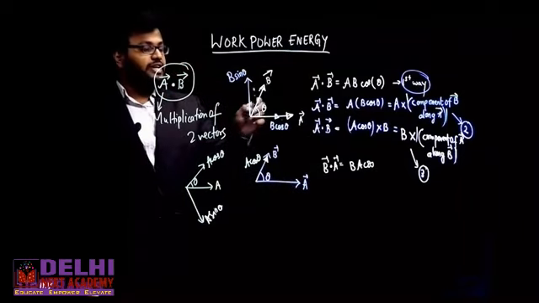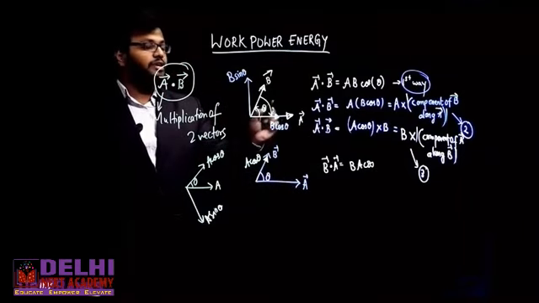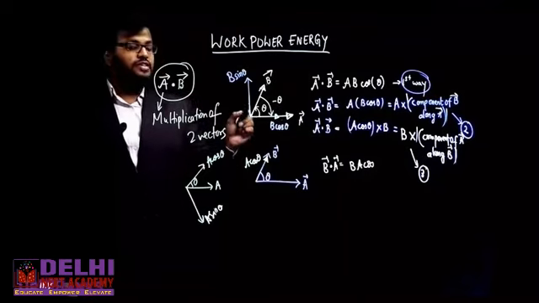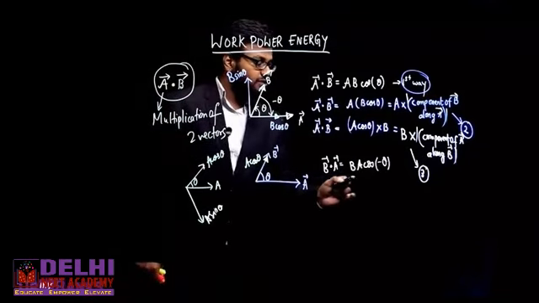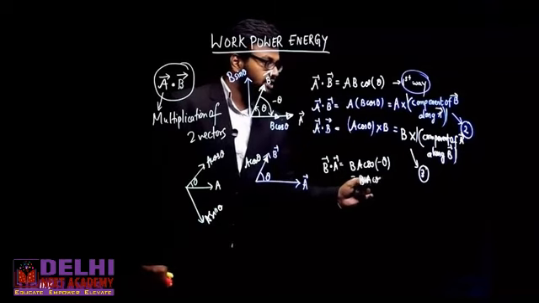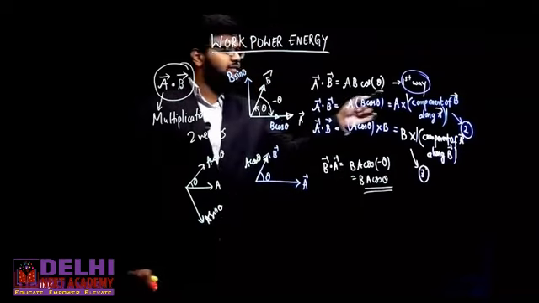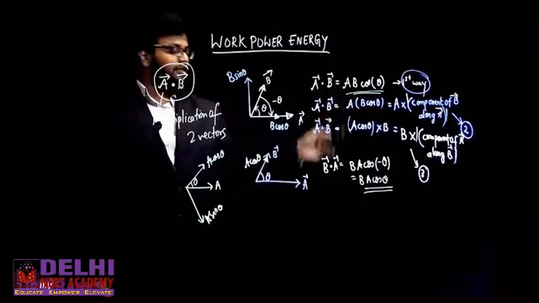So from A to B, if I take the angle as theta, then the angle from B to A will be minus theta. This is clockwise, which I have taken as positive, so this will be anti-clockwise, negative. So cos of minus theta, so it will be B into A into cos theta. If I compare this and this, both are actually the same. Instead of writing AB, I have written BA.